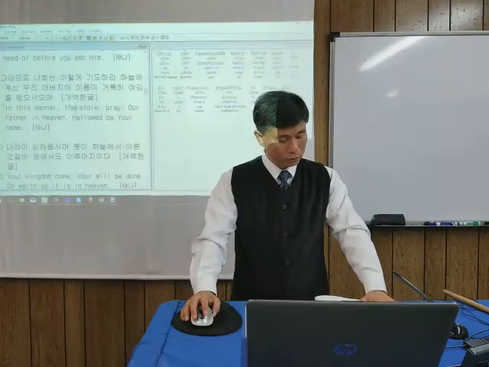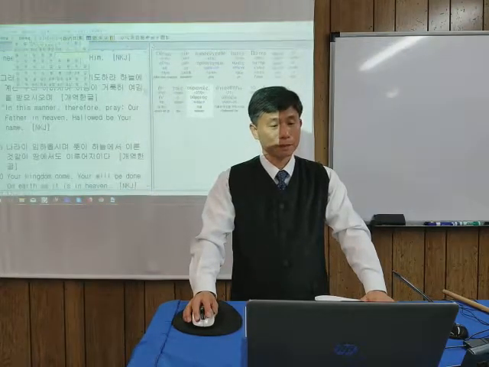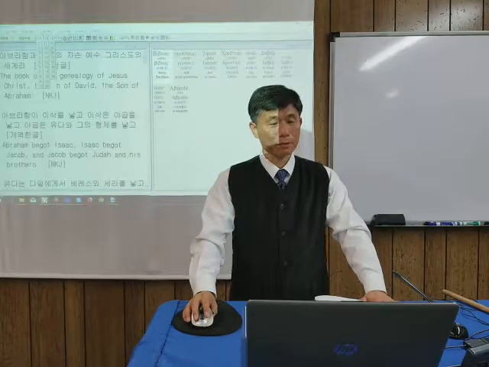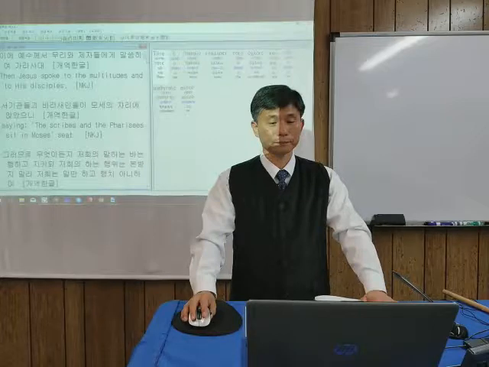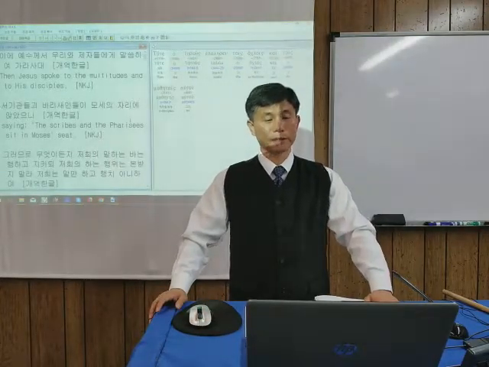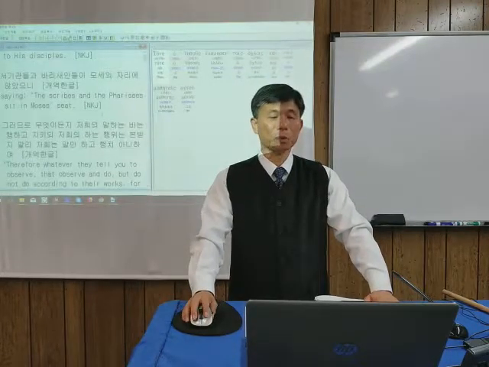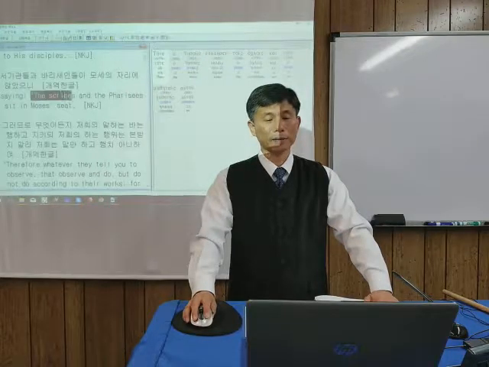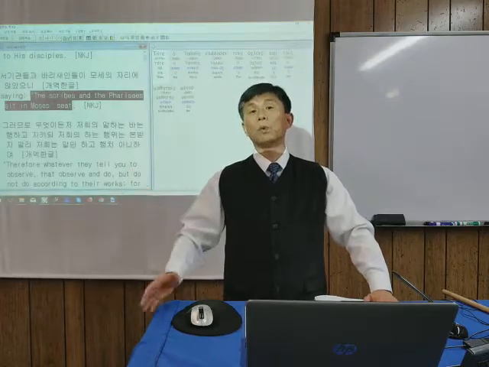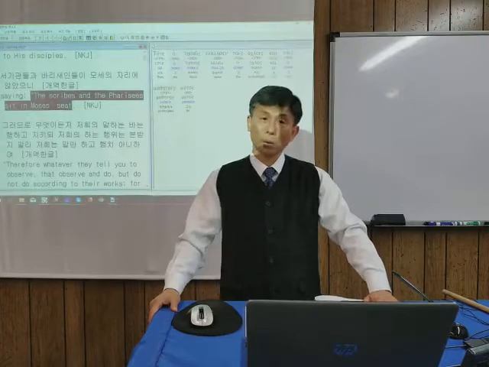And then we can go to John chapter 8, verse 41. But first, in Matthew, we go to 23:9. Before we go there, start from verse 1. Then Jesus spoke to the multitude and his disciples, saying, the scribes and Pharisees sit in Moses' seat. So the scribes and the Pharisees are sitting in Moses' seat. What does that mean? They are teaching Moses' law, which is called in Hebrew Torah, right?